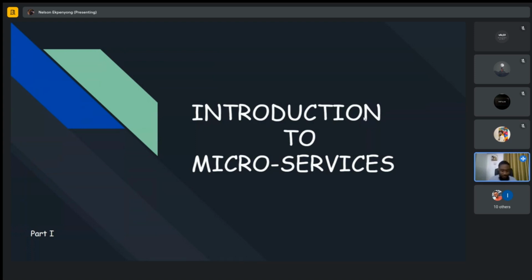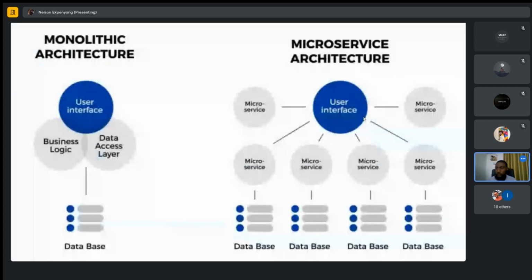Anyone? What are microservices? Okay, so let's proceed. All right.